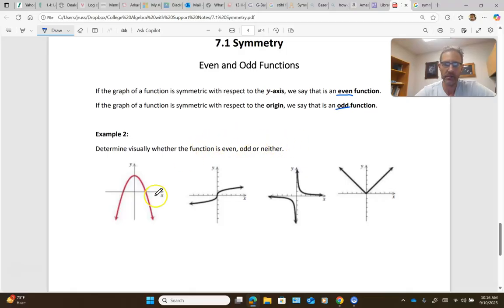So this first one right here, you can see it's a parabola, isn't it? It's upside down. So that means this probably corresponds to a quadratic function. Well, it is even, and the reason is because it has y-axis symmetry. So a quadratic function, guys, that's centered on top of the y-axis is an even function.